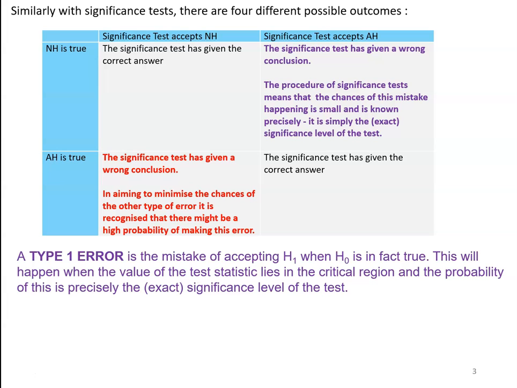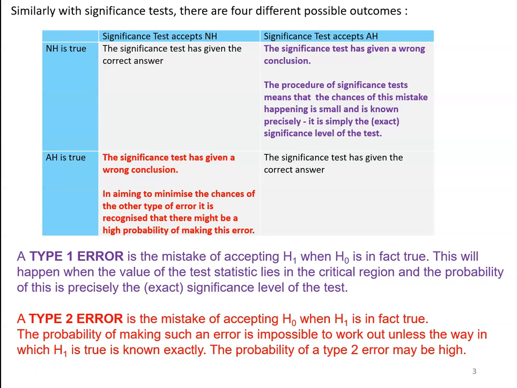So the formal definition: a type 2 error is the mistake of accepting the null hypothesis when the alternative hypothesis is in fact true. The probability of making such an error is impossible to work out unless we know the way in which the alternative hypothesis is true. The probability of a type 2 error may be quite high.